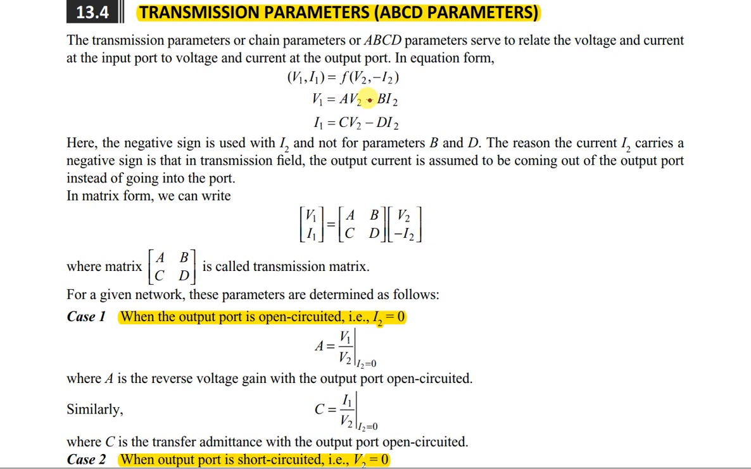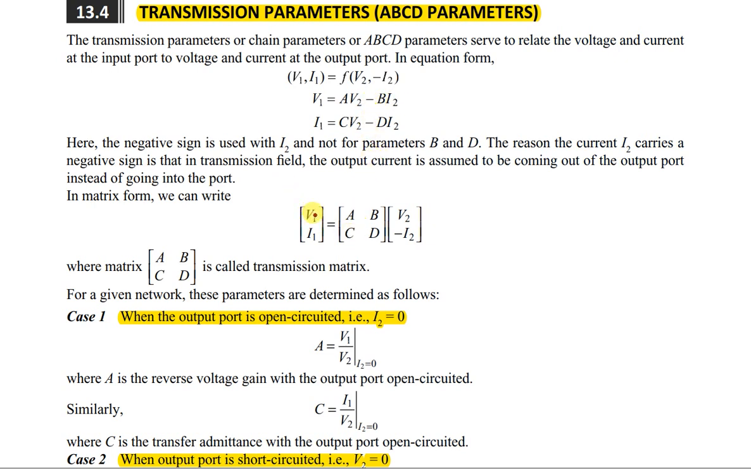This is minus I2. So that's why only for T parameters, out of this combination, you have minus. Now you have four variables: Z, Y, T and H parameters. Only for T parameters, V1 and I1 are expressed in terms of V2, I2, so for this I2, you have to write minus.